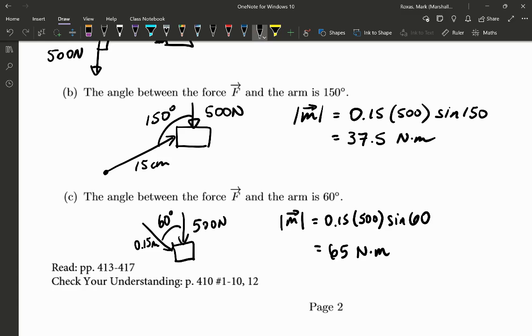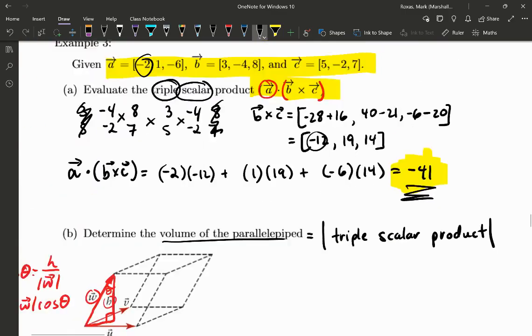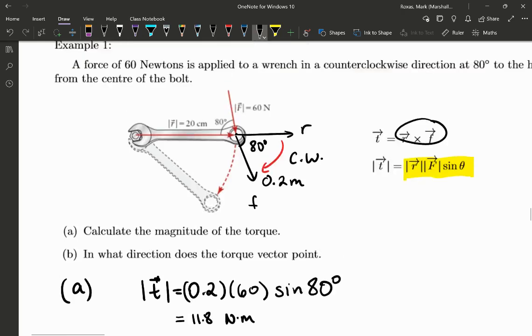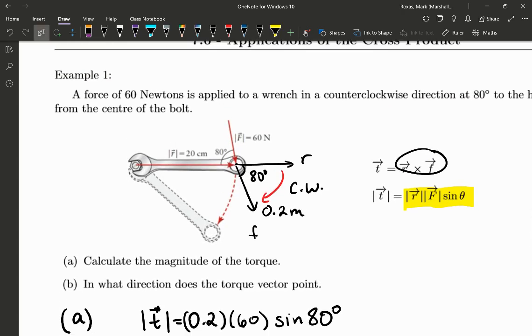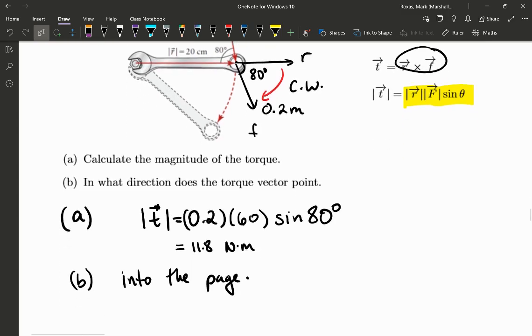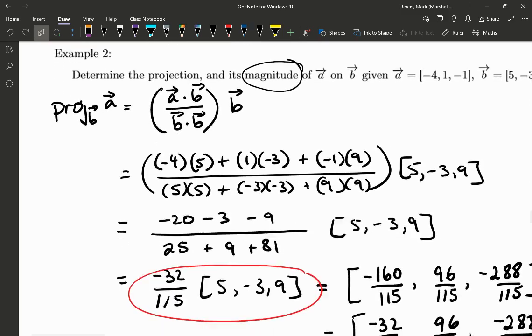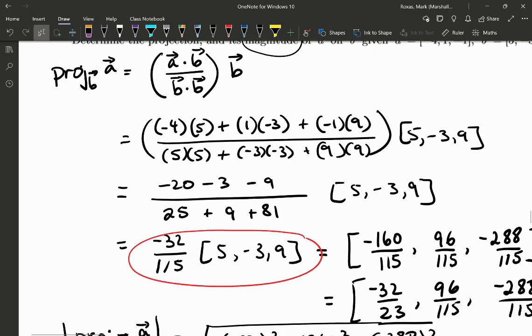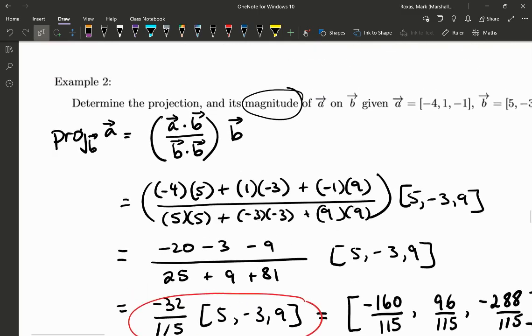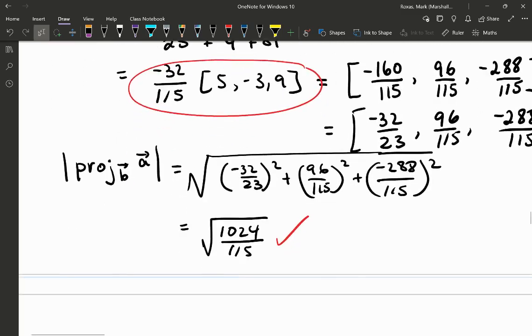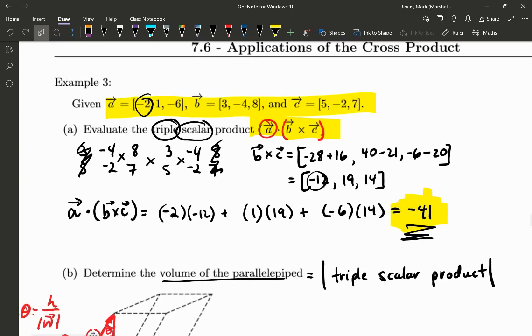Okay, so those are just again recapping what we've looked at here. We've had applications of the cross product. One of those applications is torque, and the torque of a vector is acting perpendicular to the first two forces given to you. And then we had another example on projections. This one's not particularly cross product, but it is in the textbook. So we did another example here, and you'll find another example 2 in the textbook section for 7.6.